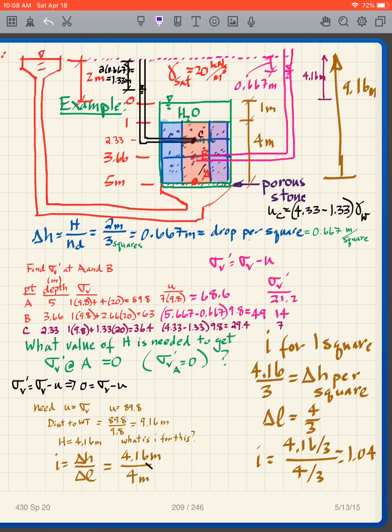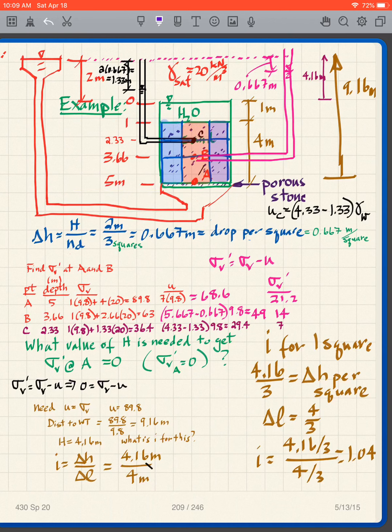So what is I for this situation? That's what we're making our way to. I is delta H over L. The delta H is 4.16 meters, and the delta L is 4 meters. So for this whole thing, we know that this is 4 meters, and that means that when my I is 4.16 over 4 meters, we will get a sigma V prime equal to 0.